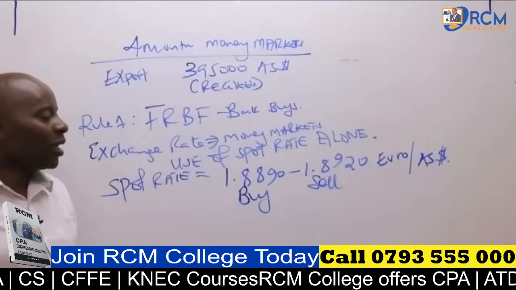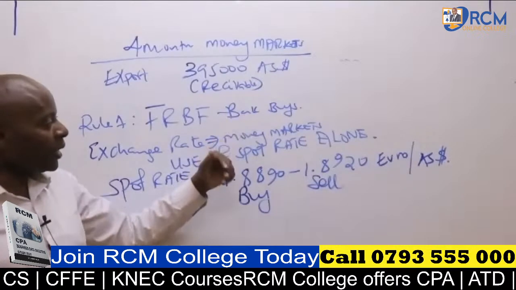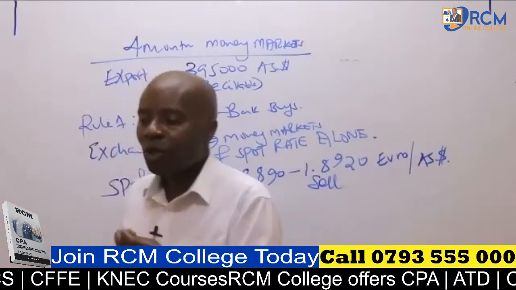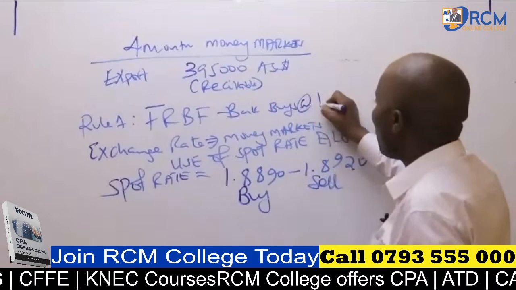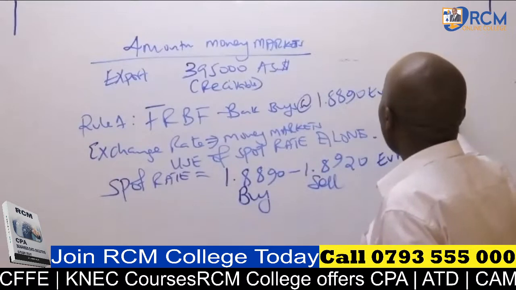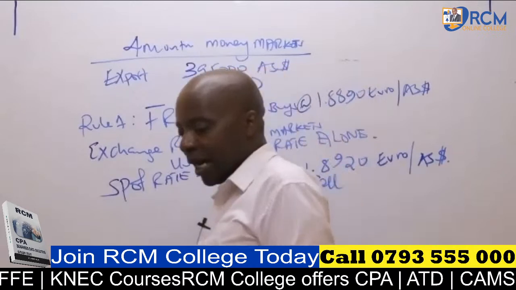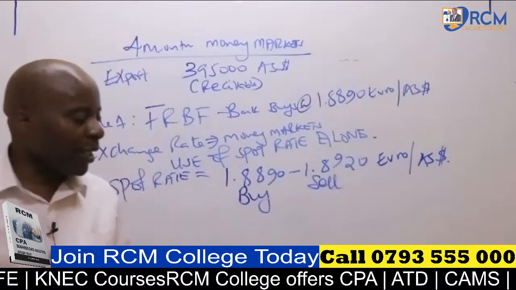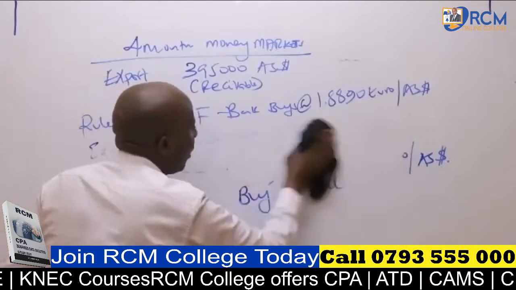Ladies and gentlemen, what does our bank want to do? Our bank, in this case, wants to buy. And that is why you saw so many students giving me this answer of 1.8890 euros per Australian dollar. Now, ladies and gentlemen, once I'm there, I'm now good to go.